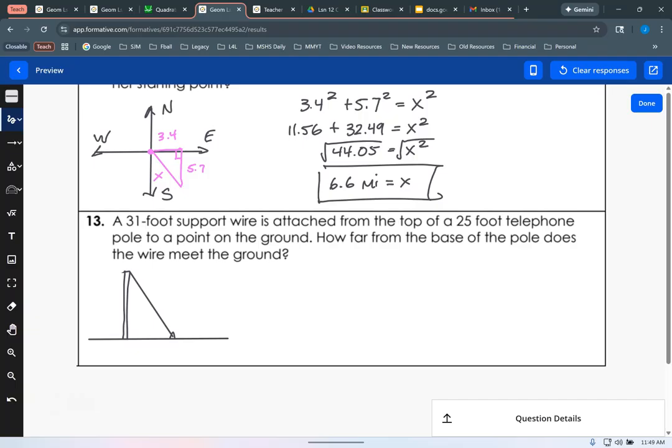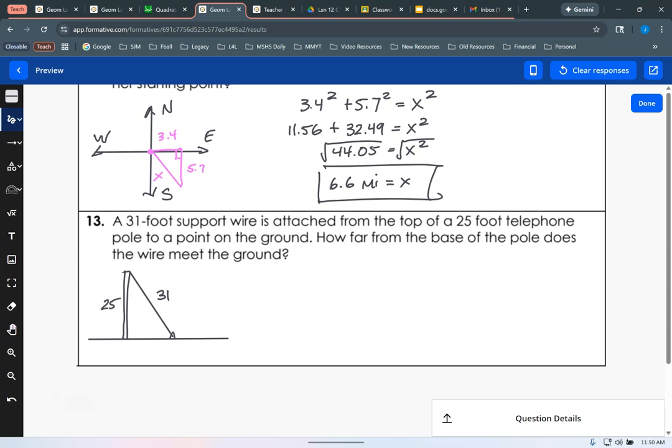So now we just need some measurements, right? Like we know that the wire itself is 31 feet. So where does the 31 go? Why don't you write it in? It's a 31-foot support wire. So here's the wire, right? It's 31 feet, and it's attached to the top of a 25-foot telephone pole. That's how tall the telephone pole is. So that would have to go here.